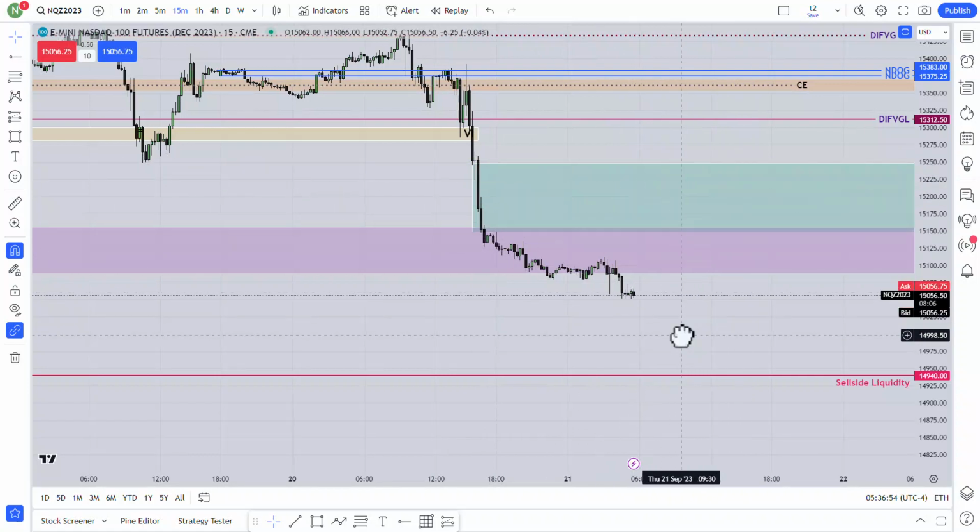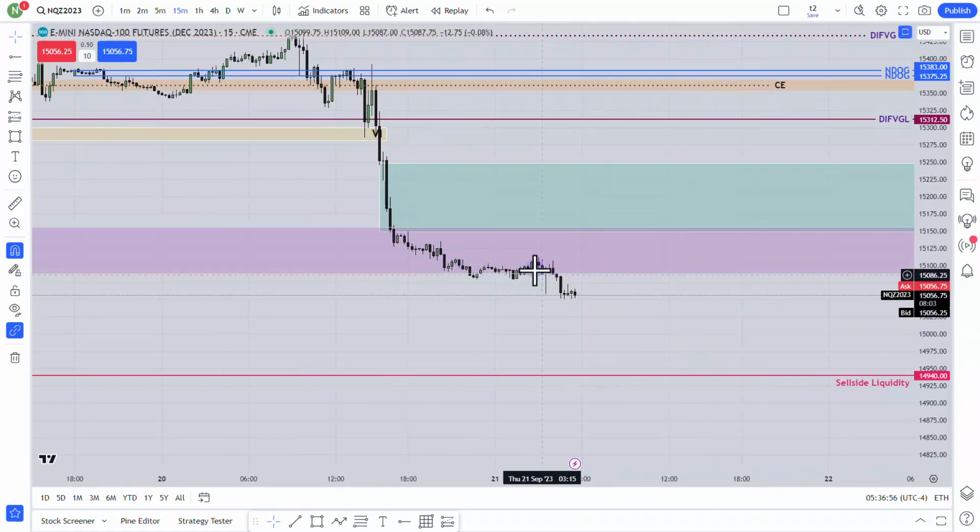Or on the other hand, I will just go to the 1-minute chart, mark some liquidity levels and try to scalp. Right now, we don't have any directional bias.